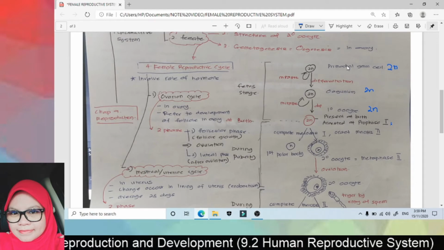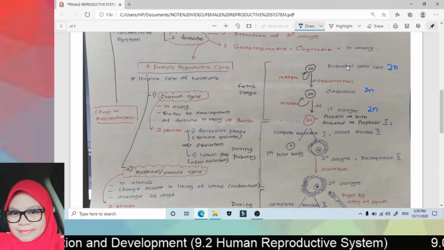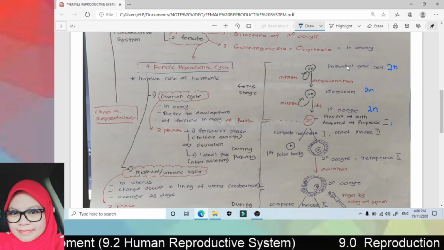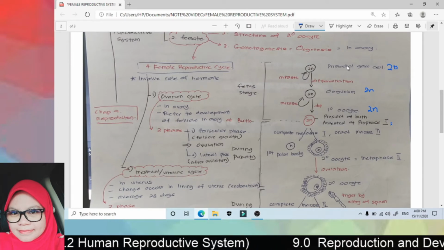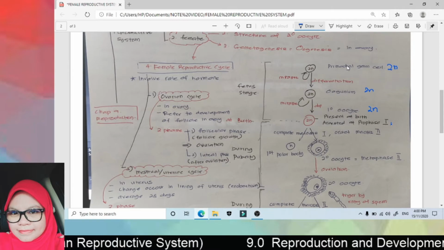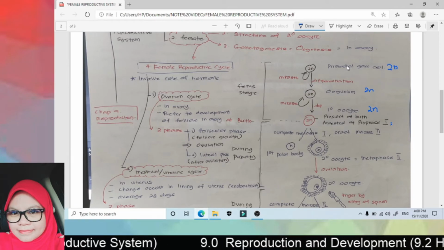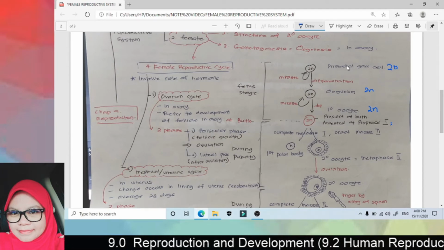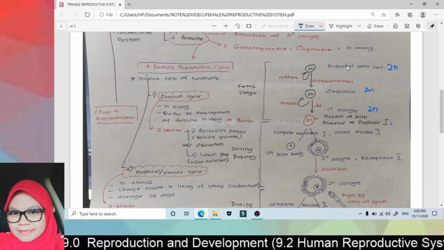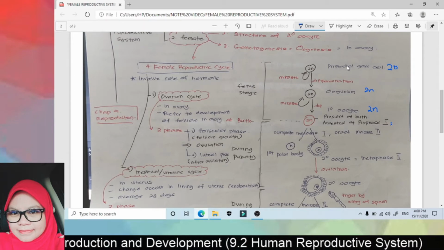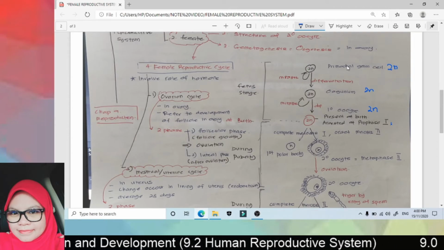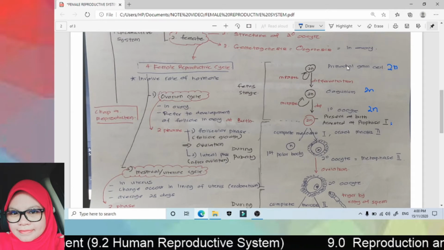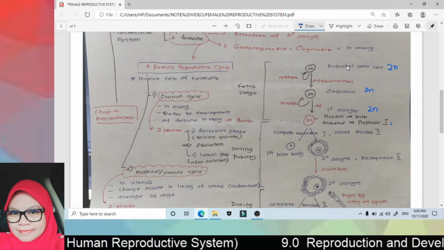So at birth of a girl, the primary oocyte present in the ovary. During puberty of the female, the primary oocyte will complete meiosis 1 and will be onset of meiosis 2. So the process produce first polar body, which finally will degenerate and will produce secondary oocyte. So this secondary oocyte is at metaphase 2.